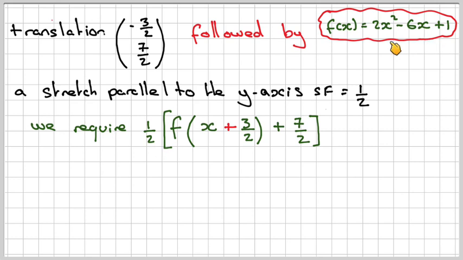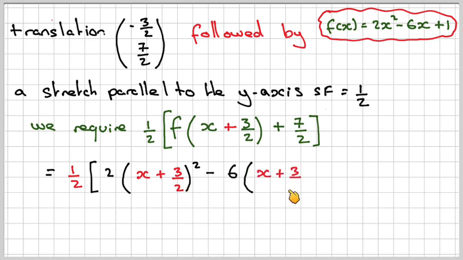So applying that to this, that means this will be a half of, everywhere there's an x, we will now have to put x plus 3 over 2. So it becomes x plus 3 over 2 squared minus 6 times x plus 3 over 2 plus 1. And then we'll have to add on 7 over 2, and then we'll close the bracket, because the whole lot have to be multiplied by a half.